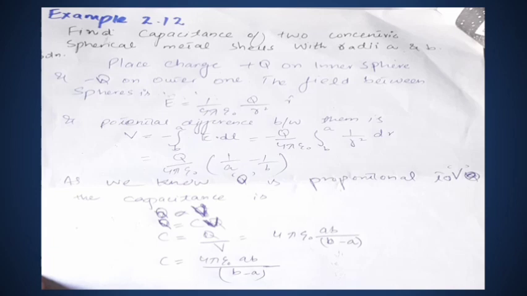As we know, charge is proportional to potential difference. So the capacitance is written as Q is directly proportional to V, Q is equal to CV, where C is the proportionality constant. We put the value of V here and get the value of capacitance, which is given as C is equal to 4 pi epsilon naught ab over b minus a, which is the capacitance of two concentric spherical metal shells with radii a and b.